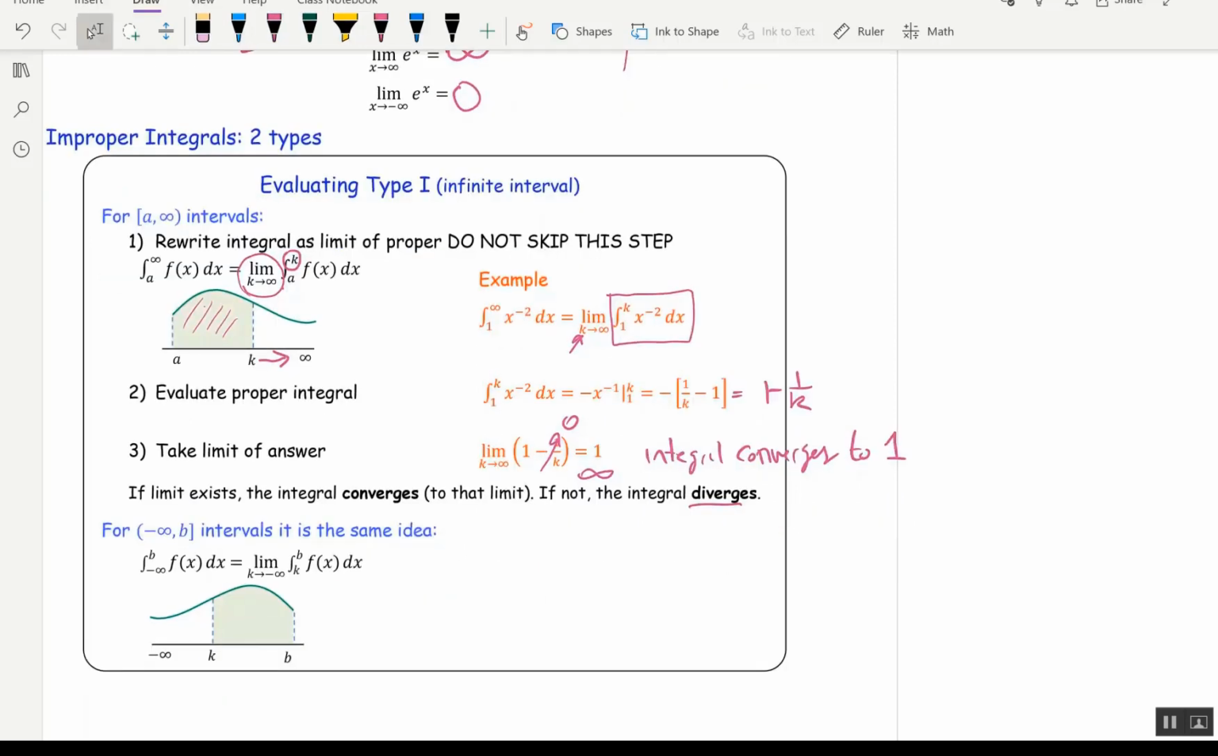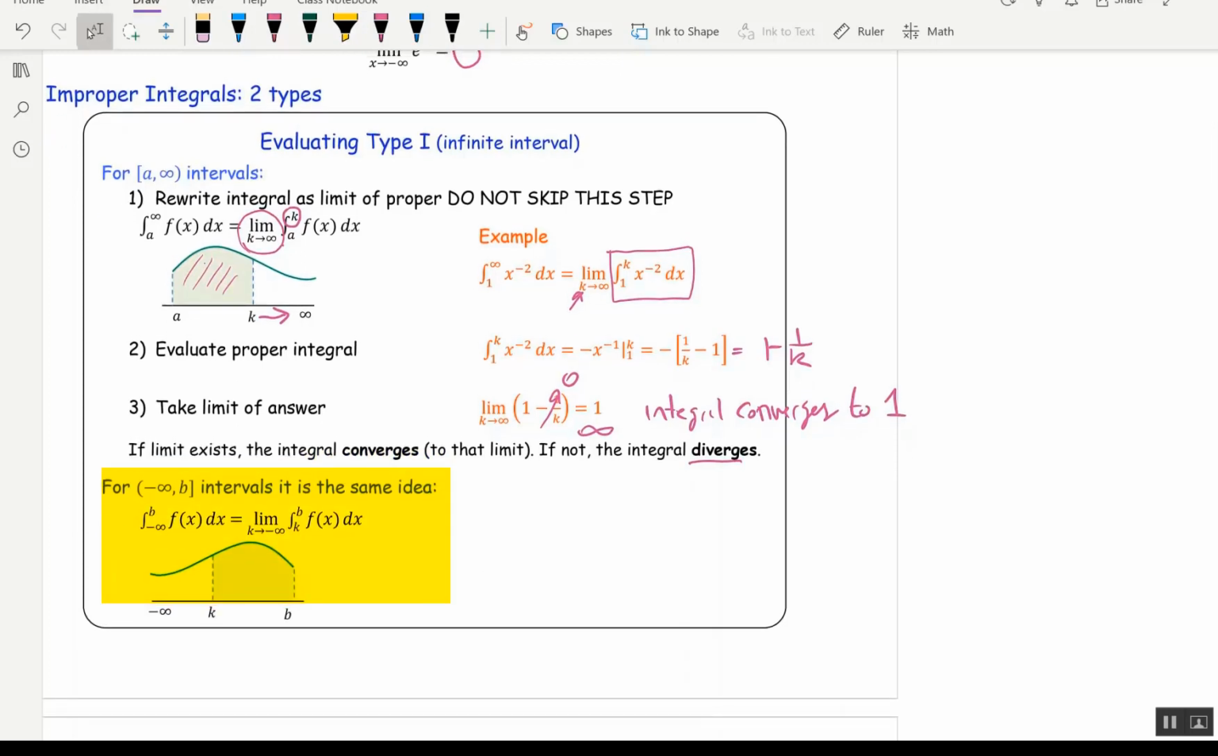And if one of the limits is negative infinity, you're going to do the same thing. So here's a picture of that.